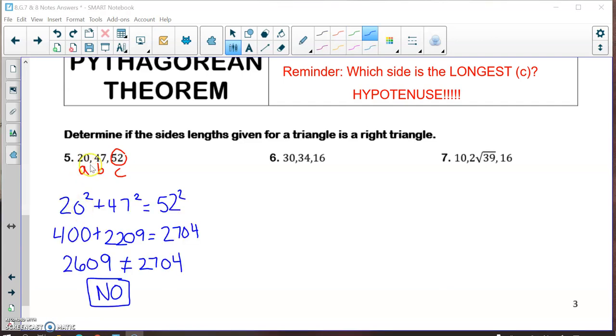But we actually do the Pythagorean theorem, a 20 squared plus a 47 squared equals a 52 squared. And we get that the left side is a 2,609 and the right side's a 2,704. So since both sides don't equal one another, then this is not a right triangle.